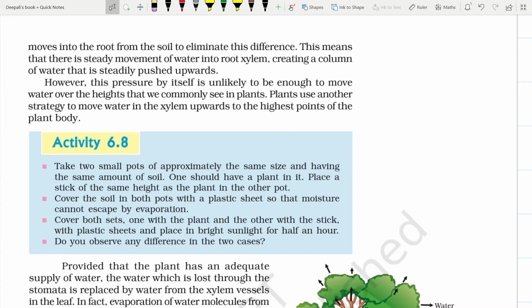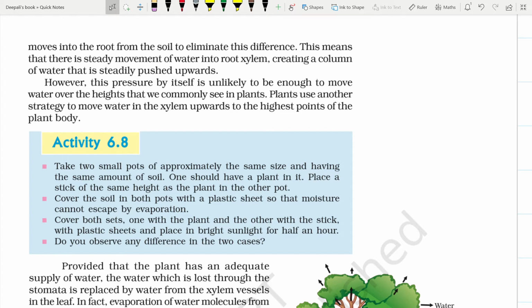One should have a plant in it. Place a stick of the same height as the plant in the other pot. Cover the soil of both the pots with a plastic sheet so that moisture cannot escape by evaporation. Cover both sets, one with the plant and the other with the stick, with a plastic sheet and place them in bright sunlight for half an hour.